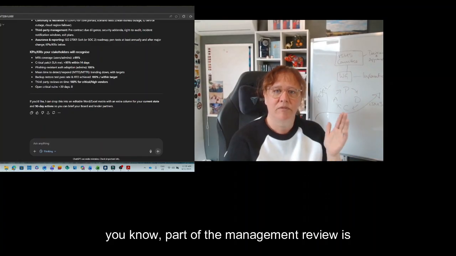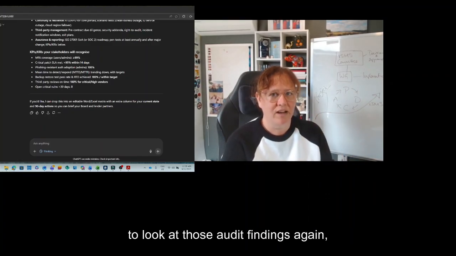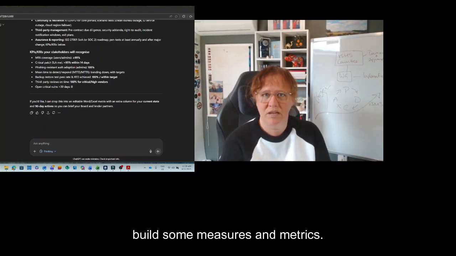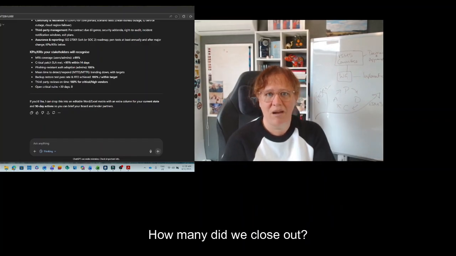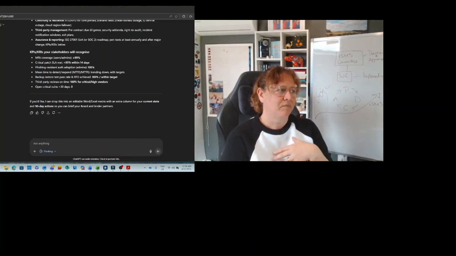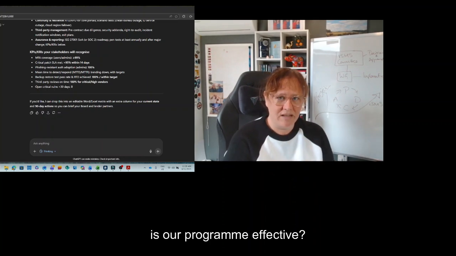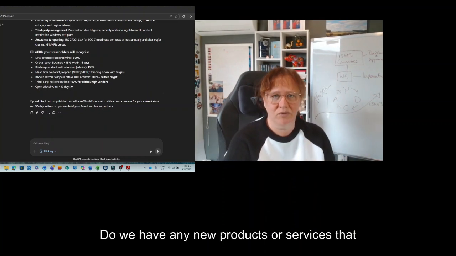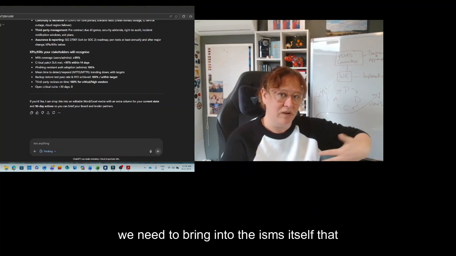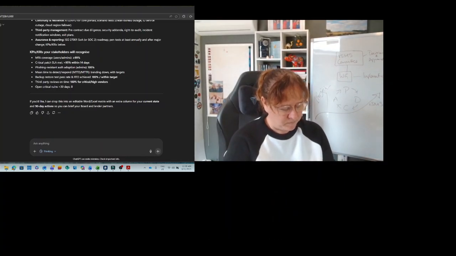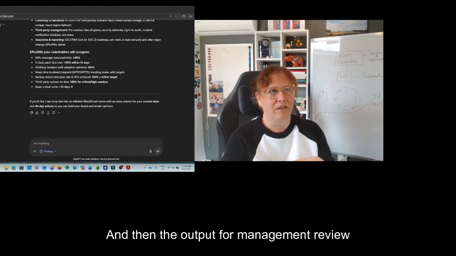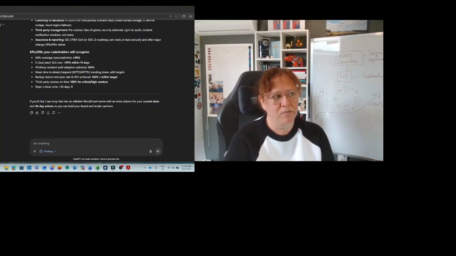Part of the management review is to look at those audit findings, again, build some measures and metrics. How many audit findings did we have last year? How many did we close out? Is our program effective? Do we have any new products or services that we need to bring into the ISMS itself that we need to consider? And then the output from management review is that continual improvement place.